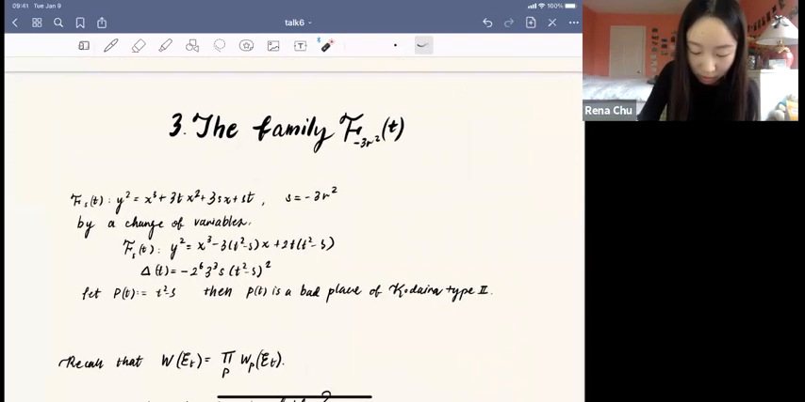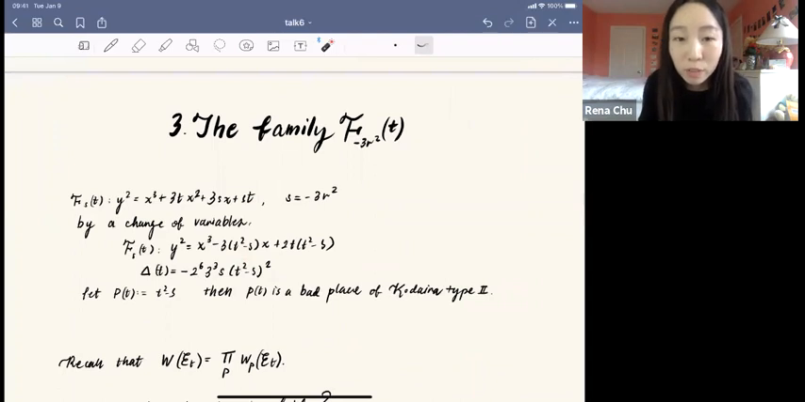So this family has this Weierstrass equation. By a change of variables, we can write it like this and compute the discriminant. We see that the polynomial t minus s divides both coefficients as well as the discriminant to a power of 2. Checking the table of Kodaira types, we conclude that this is Kodaira type 2.